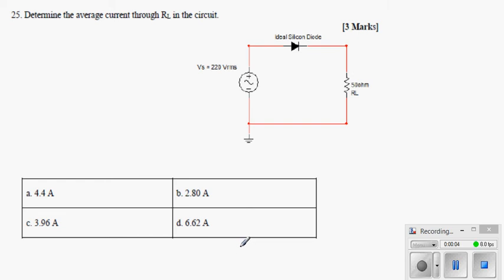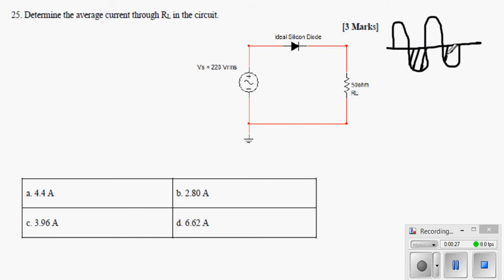Okay, this next video is Mock Exam Review 2016-20, Electrical Engineering Fundamentals. In this next question, we're going to use the diode as a rectifier. The job of the diode is to remove the negative part of a sine wave voltage.